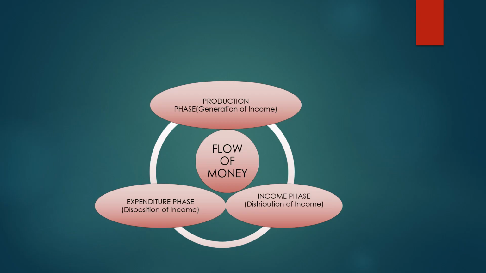So that is distribution of income. When this income is distributed, I will go and do my expenditure. So that phase is called expenditure phase. Whatever income is received by the consumer, he or she goes to the market and disposes of that income. So this phase is called expenditure phase, and this is also known as disposition of income.